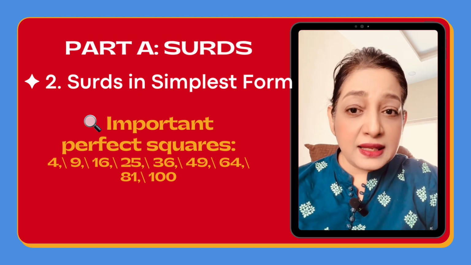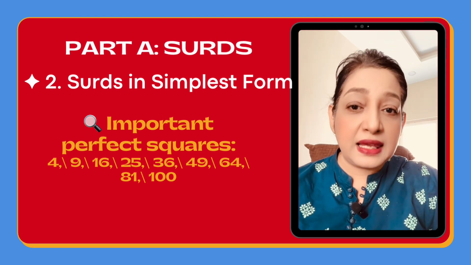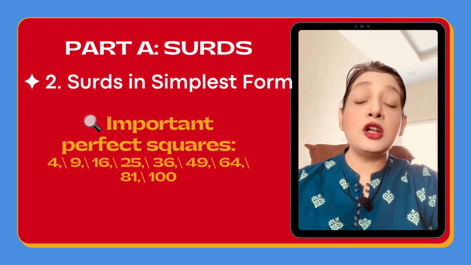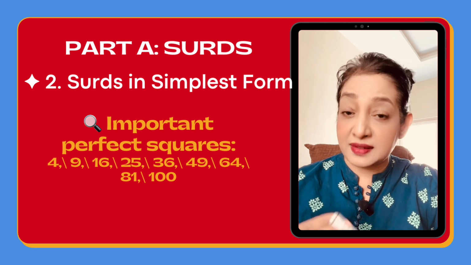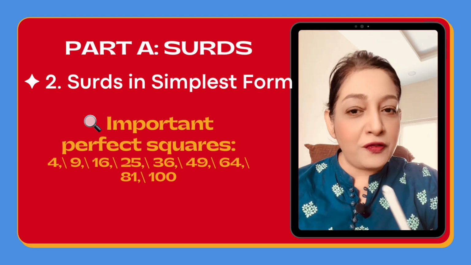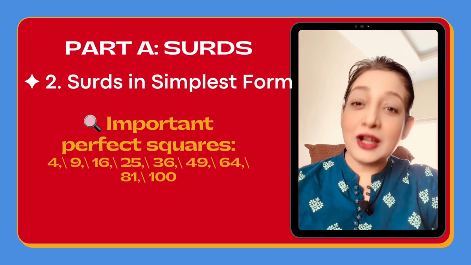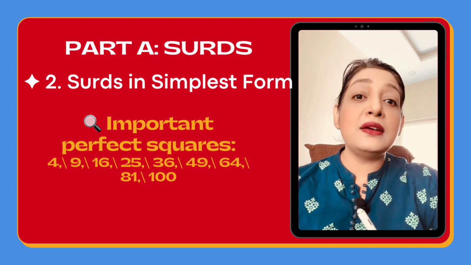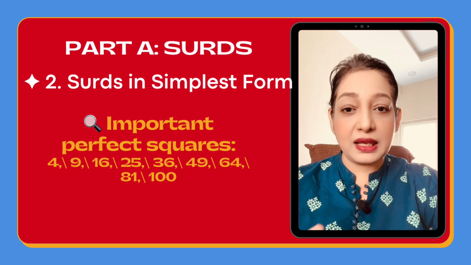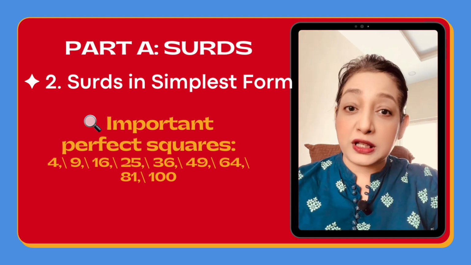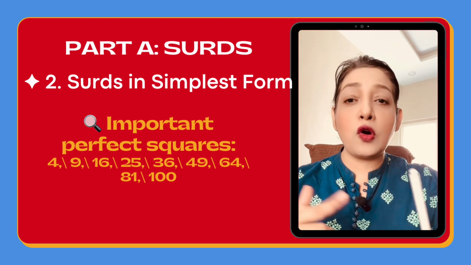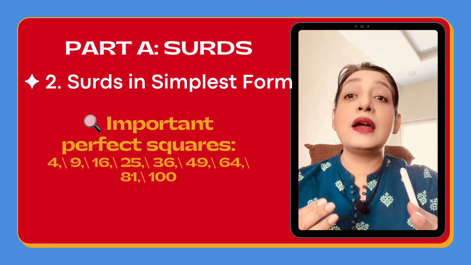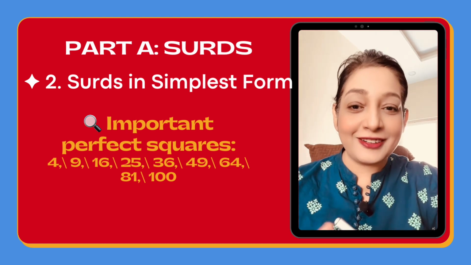Look at the screen. Here I am showing surds in simplest form. A surd is in simplest form when no perfect square remains inside the root, no fraction is under the root, and no root appears in the denominator. We rationalize later in this lecture. Important perfect squares are 4, 9, 16, 25, 36, 49, 64, 81 and 100.